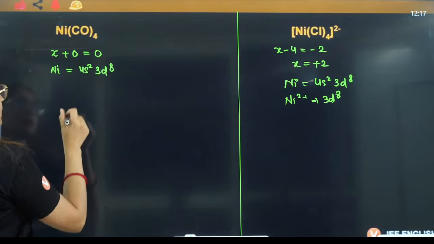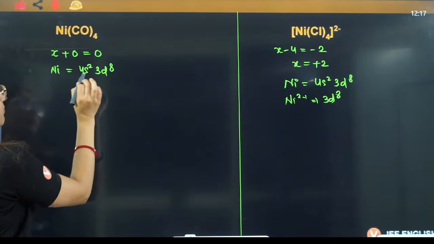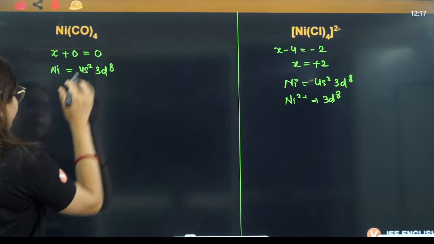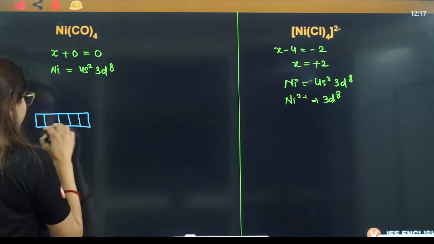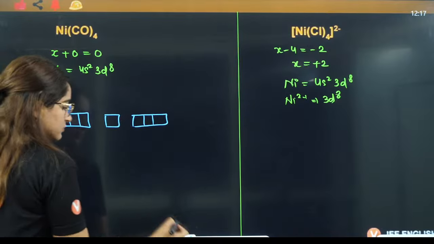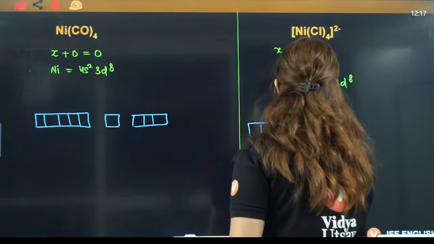Now see, if I talk about this thing here, coordination number is 4. That means we need 4 empty orbitals. So I'll write it here. Firstly, D, 1, 2, 3, 4, 5. Right? This is S and this is P. Similarly, here I'll write D, 1, 2, 3, 4, 5.